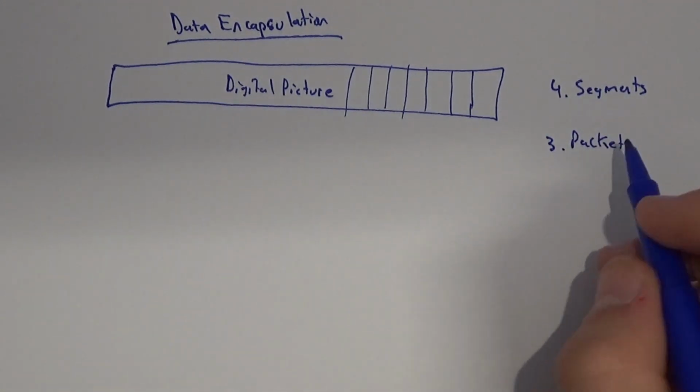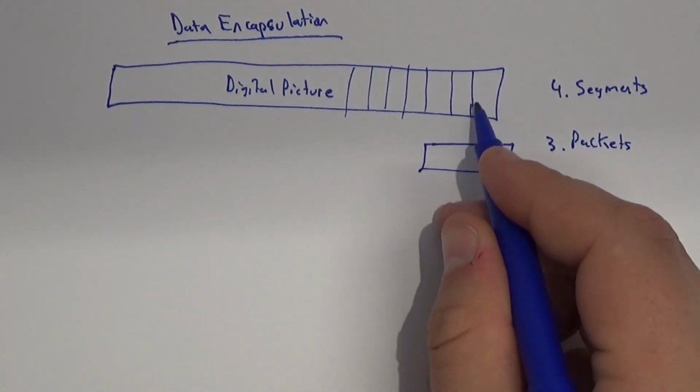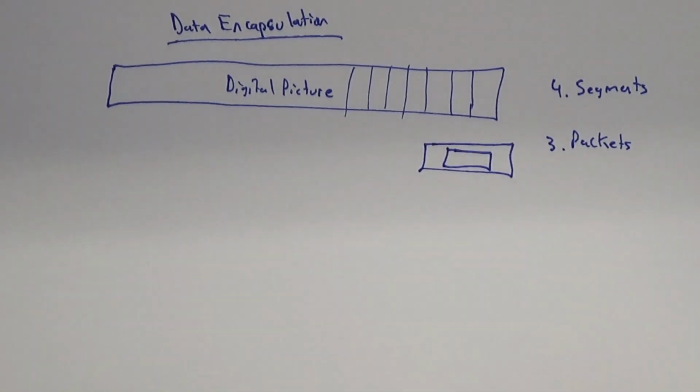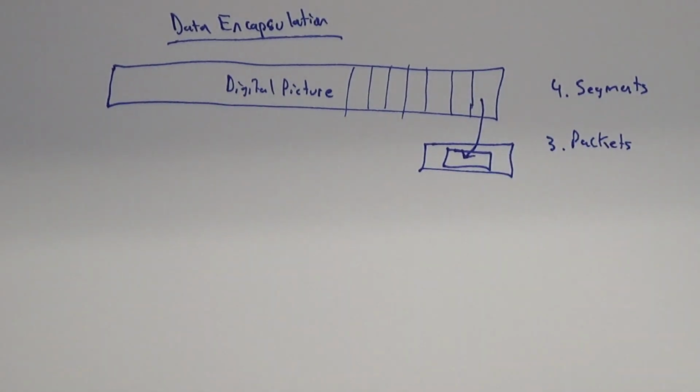A packet is going to take one of these segments. So we're going to have a packet here, and we're going to put in one of those little segments. This segment comes into my packet. My packet also adds on a little bit of header information: the IP addresses of the source and the destination, some other information about what type of packet it is, etc.